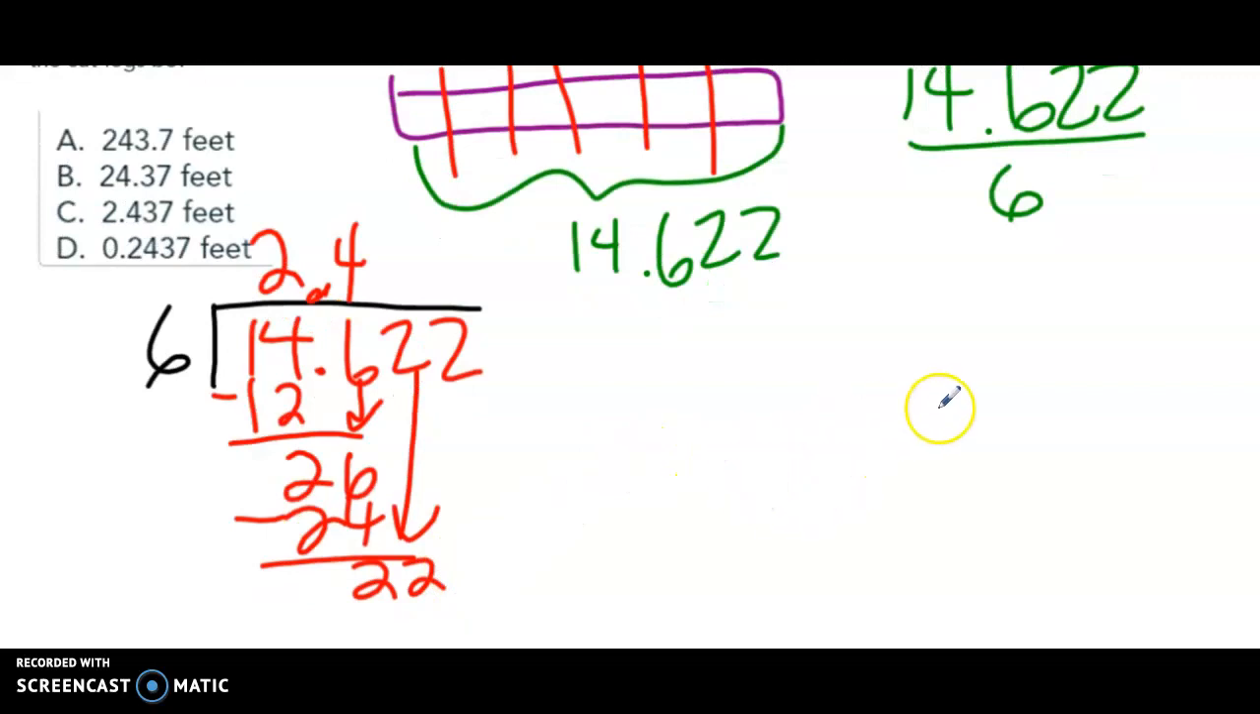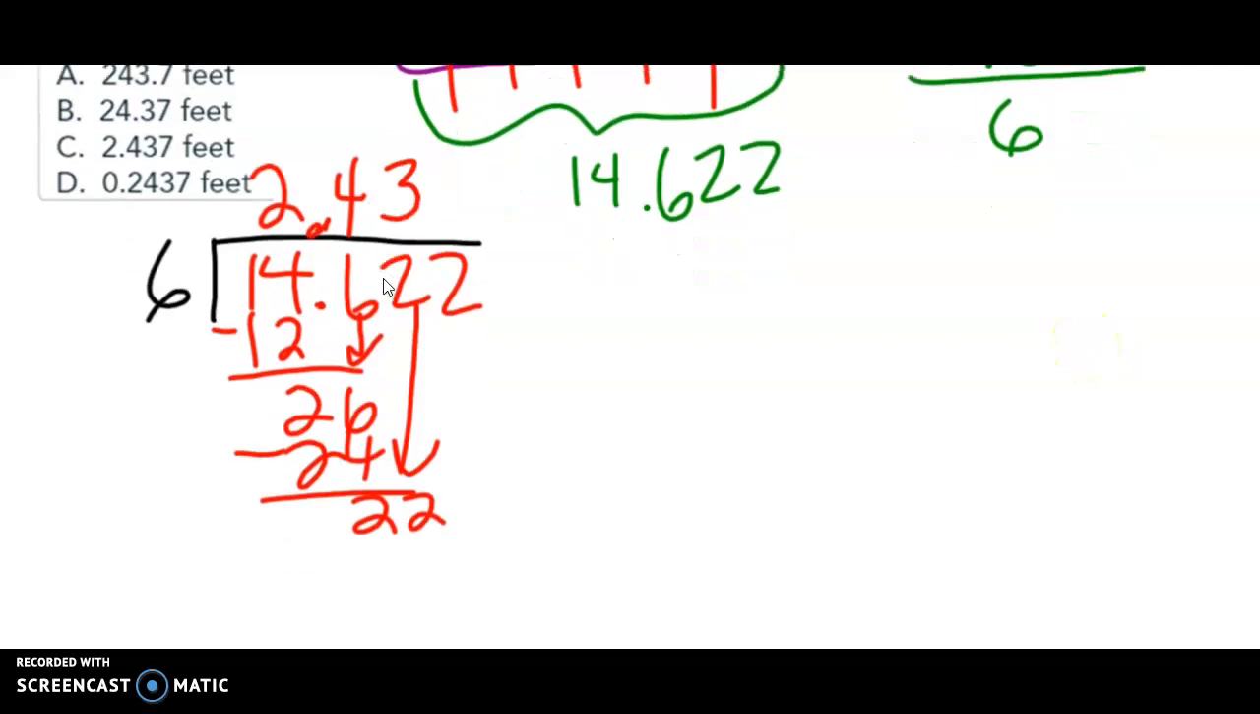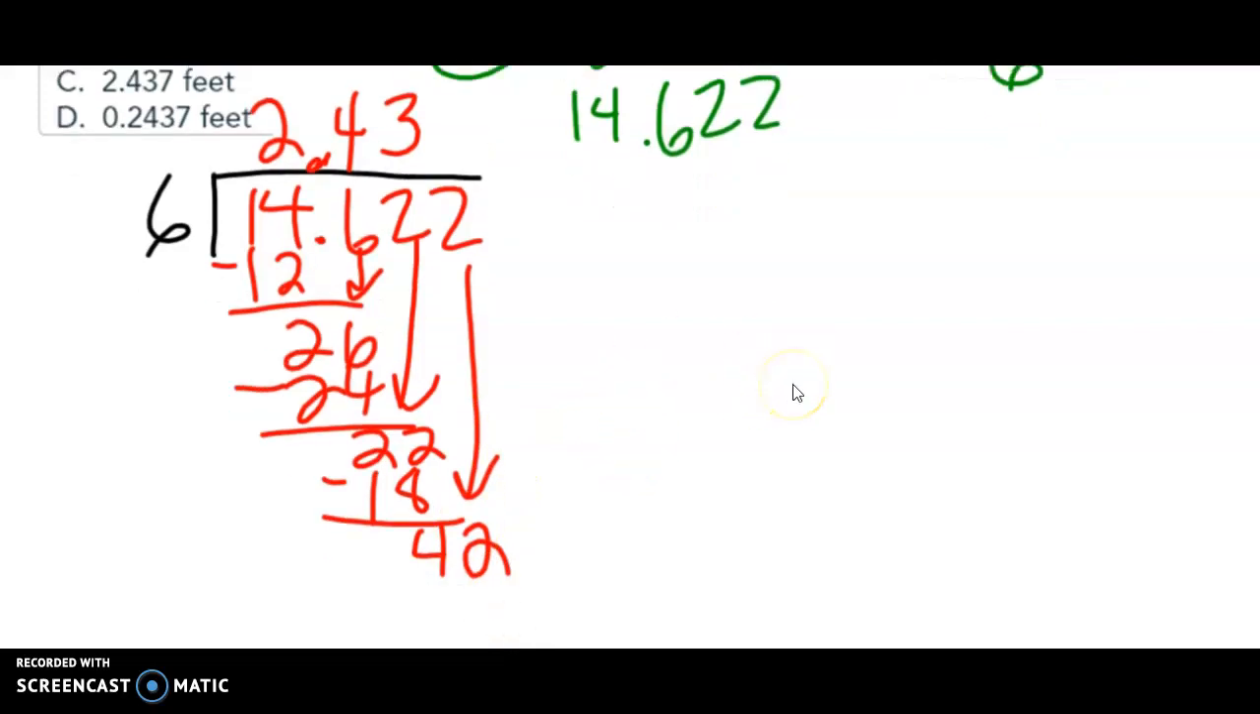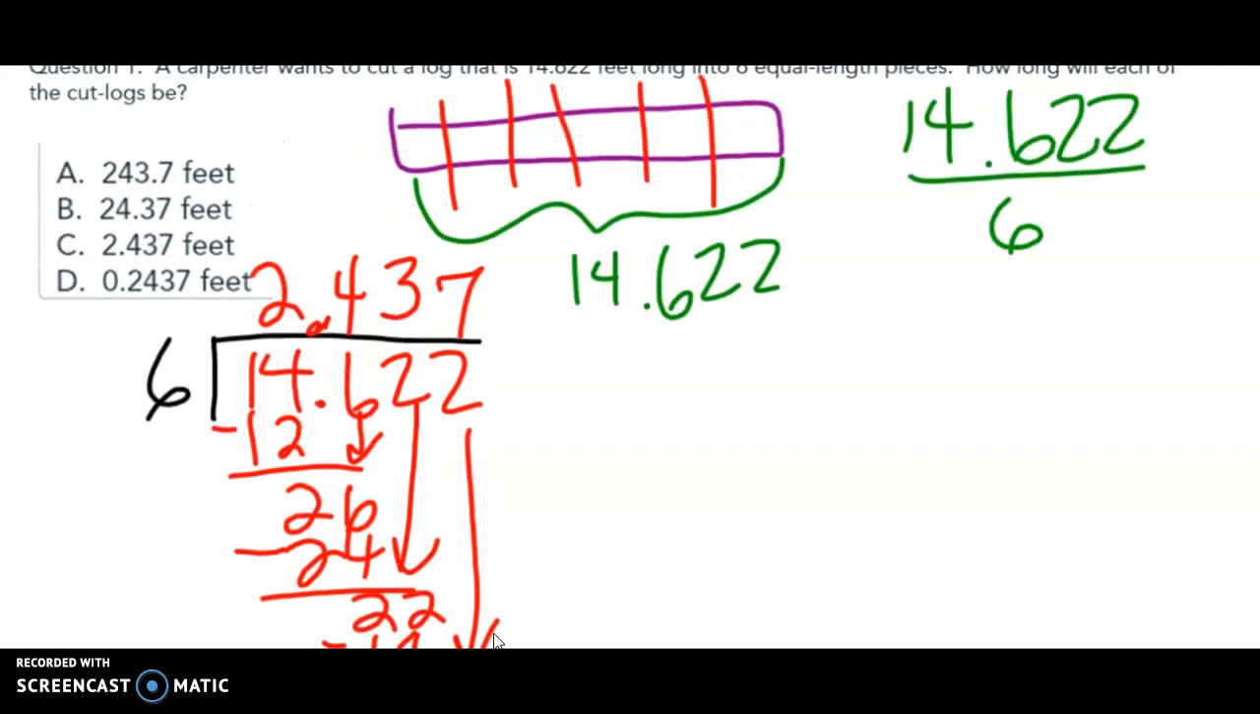And if I've got 22 things and I want to make 6 groups of them, I can only do that 3 times. And 3 times 6 is 18. And I can subtract and get 4, and I bring down that 2. If I have 42 things, I know I can make 7 groups of 6. Put the 7 up here. 7 times 6 is 42, and I have no remainder. So let's look at our best answer, which would be C, 5 and 437 thousandths feet.